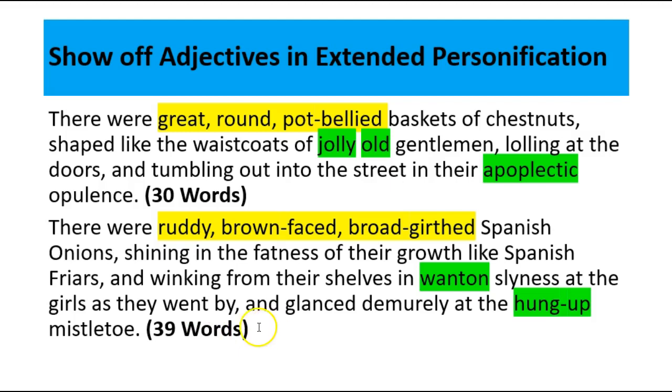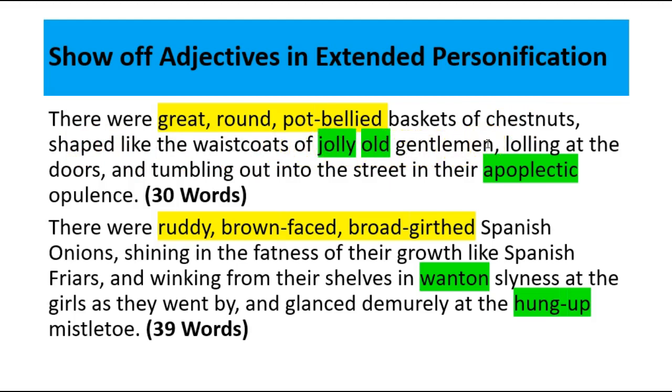Okay, well, you're probably thinking, 50-word sentence, come on, Mr. Salles, give me a chance. And so here are two show-off sentences which are 30 words long and 39 words long. And we're going to see the extended personification first, and then we're going to look at the use of adjectives. So there were great round pot-bellied baskets of chestnuts shaped like the waistcoats of jolly old gentlemen.